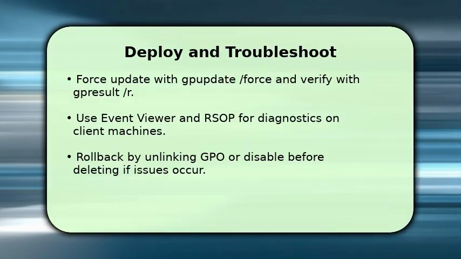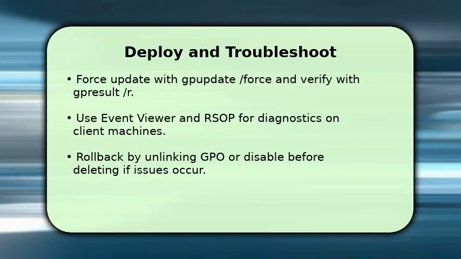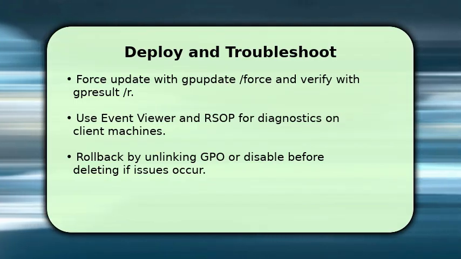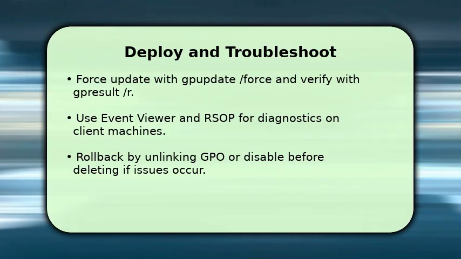If things behave unexpectedly, check Event Viewer and run RSOP to trace which setting caused the change. If necessary, disable the GPO or unlink it from the OU first to roll back quickly, rather than deleting it immediately. One key troubleshooting tip: always test on a pilot OU before wide deployment to catch conflicts early.